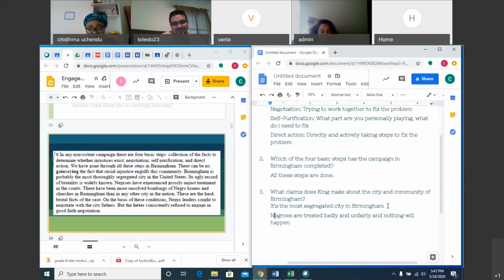Yep. Exactly. You're completely correct. Negroes being treated badly and unfairly, and nothing will happen to them. There's no consequence for them. And just like you said, it was the most segregated city, just like he said there in the text. Okay. Thank you, Delania.